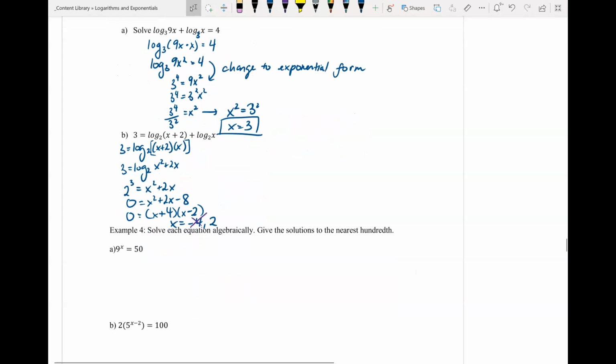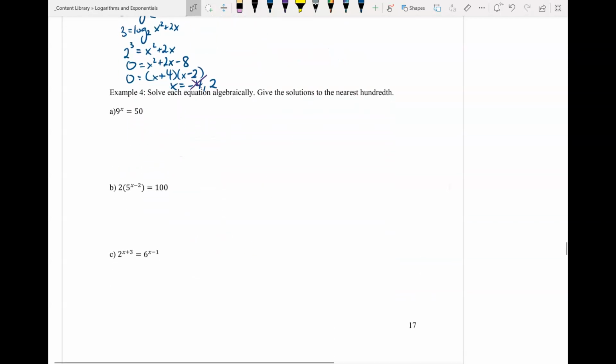Moving on to example 4. This type of question is different now because we are given a question in exponential form instead of logarithmic form. So again, you need to follow the guidelines that I have, and the steps may be different depending on the question. The more you practice, the more intuitive it'll be for you.